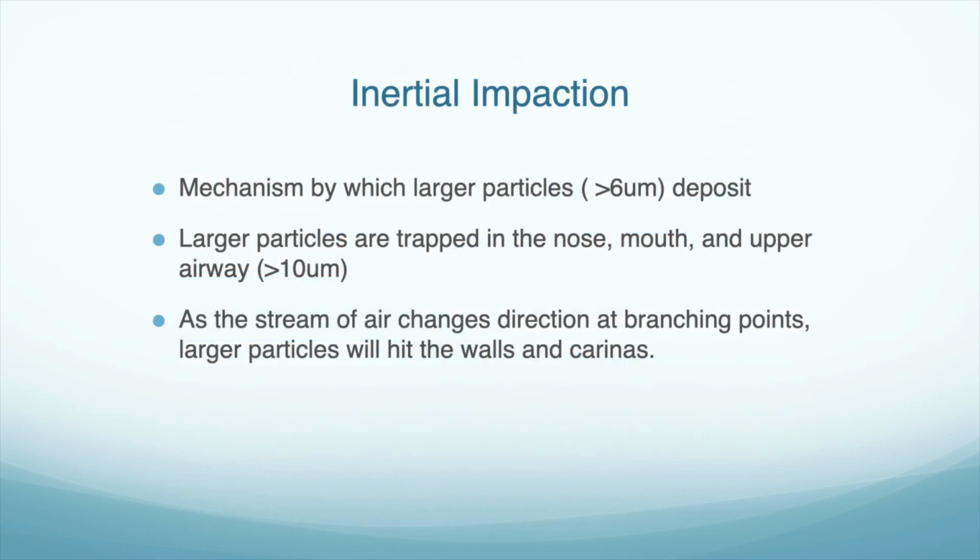Impaction is the predominant mechanism by which larger particles deposit. Larger particles are trapped in the nose and mouth and upper airway. These are particles usually greater than 10 microns in size. As the stream of air changes directions at branching points, larger particles will hit the walls and the carinas.